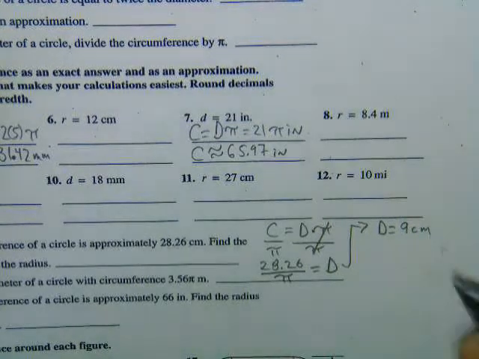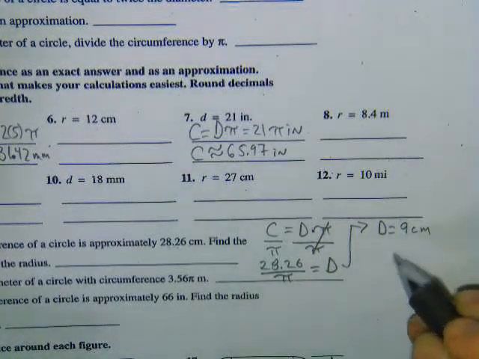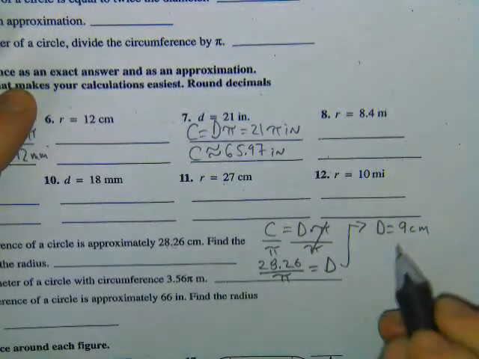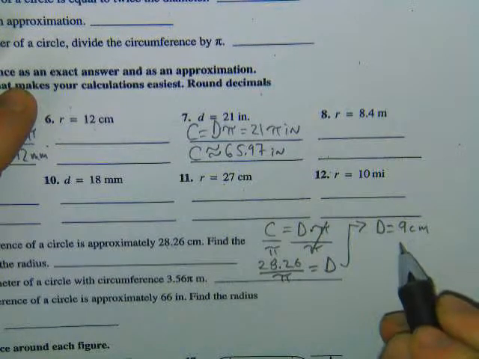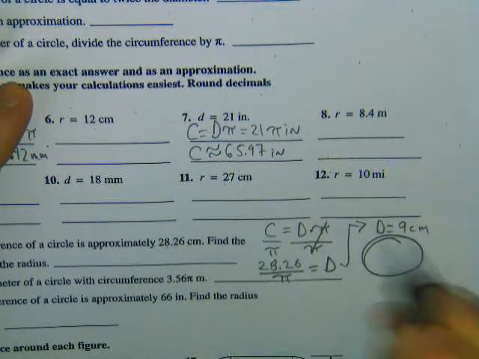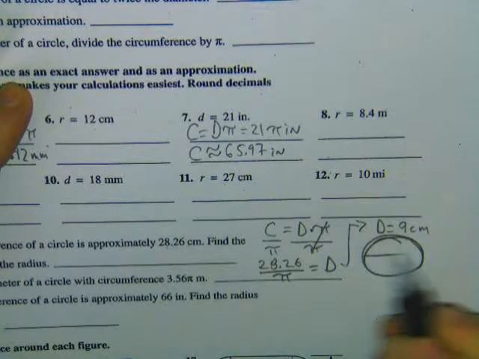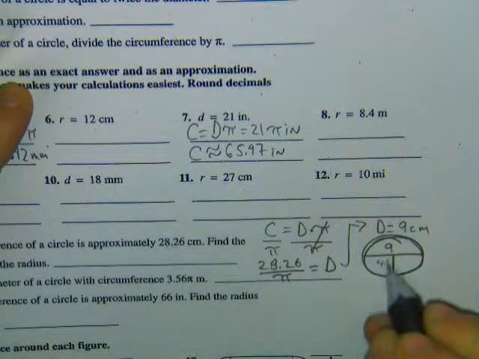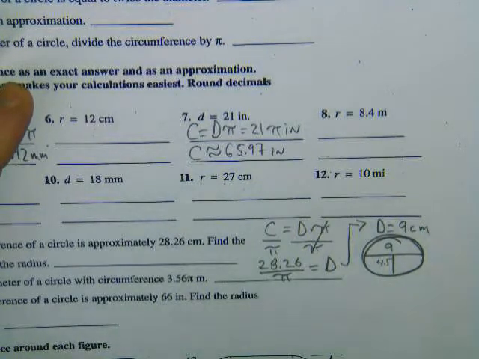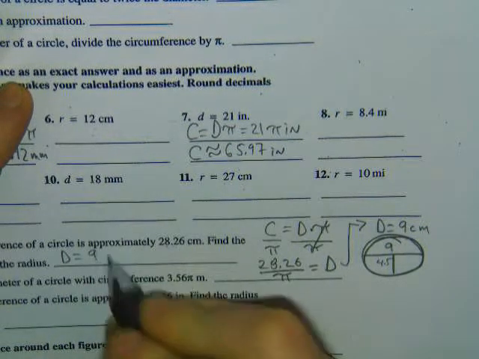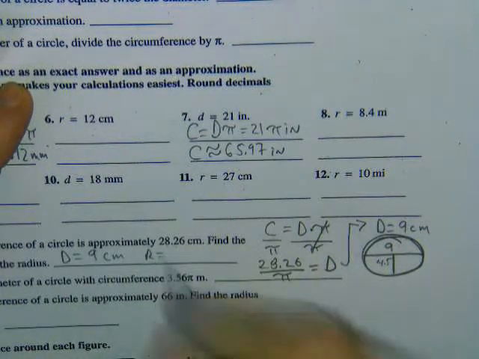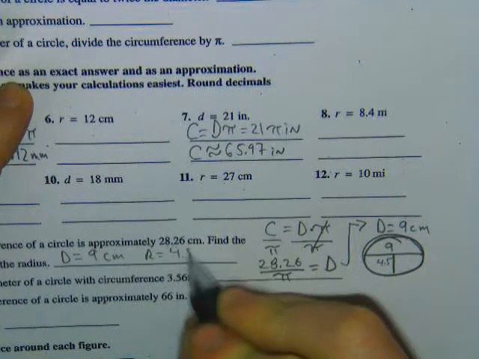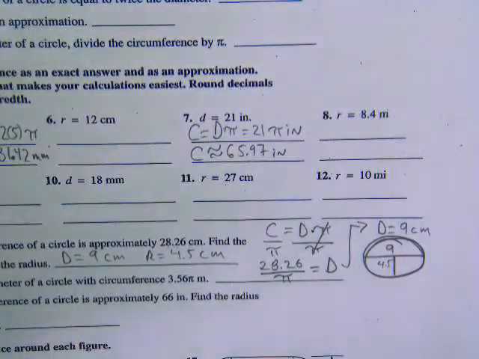So if the diameter is 9 centimeters, let's use the problem-solving strategy draw a picture. If the diameter is 9, then half the diameter, the radius, would just be 4.5. So D is 9 cm, R is 4.5 cm.